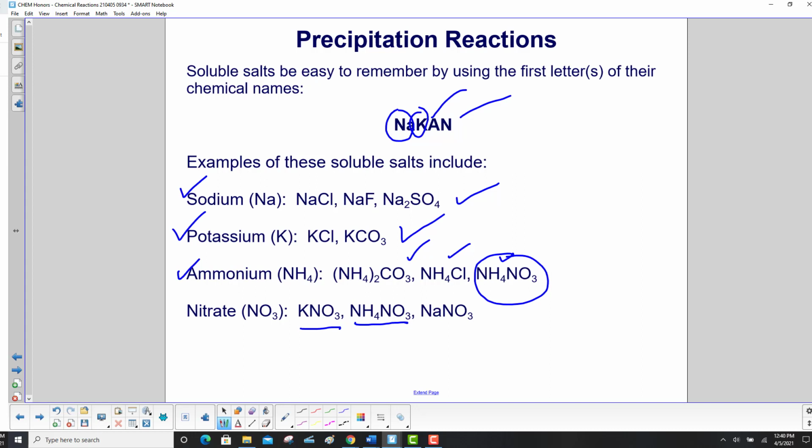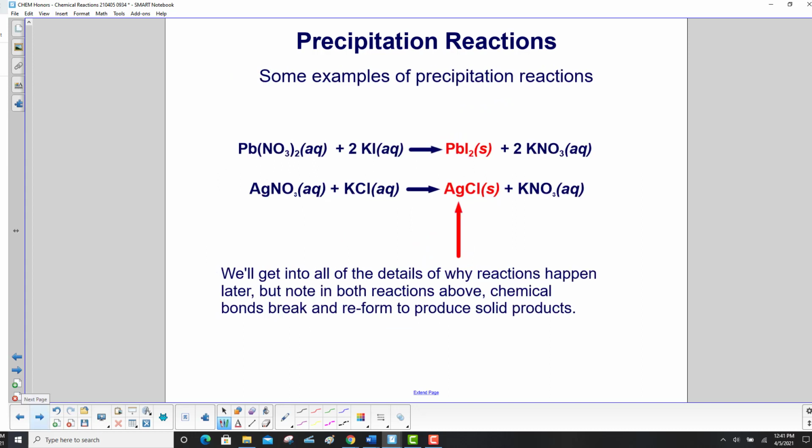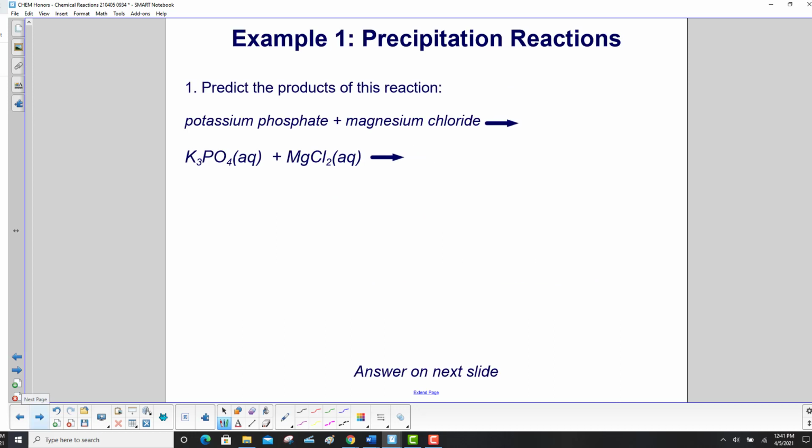Some more examples of precipitation reactions. We'll get into all the details of why reactions happen later, but note in both reactions above, chemical bonds break and reform to produce solid products. Again, that's what that little S means. That's the precipitate. Let's work an example.